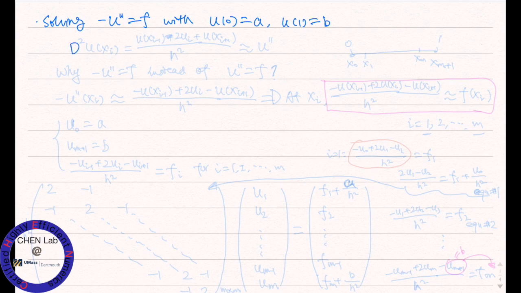So recall that the second derivative D2U at xi that we just derived last time can be approximated by 1 over h squared times u at x(i-1) minus 2ui plus u at x(i+1), right? So this approximates u double prime.